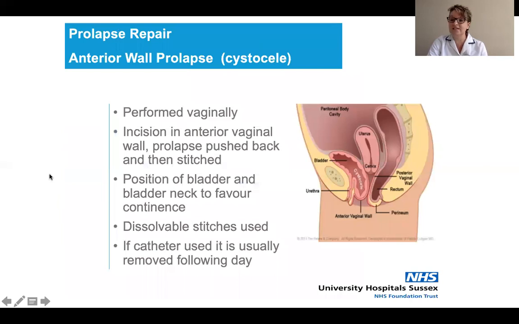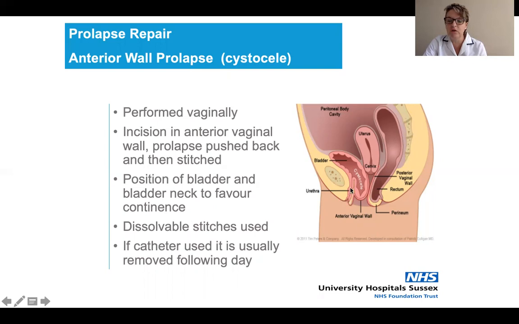So let's look at vaginal repair. So we're looking at prolapse repair. This is an anterior wall prolapse. If we have a look first of all at this little picture here, just to orientate you, this is the pubic bone at the front. This is the spine, sacrum and coccyx.